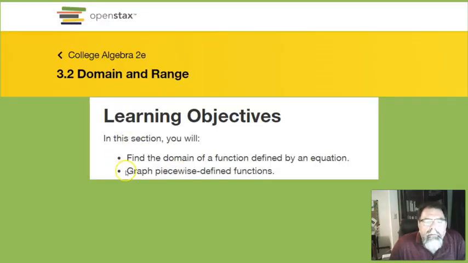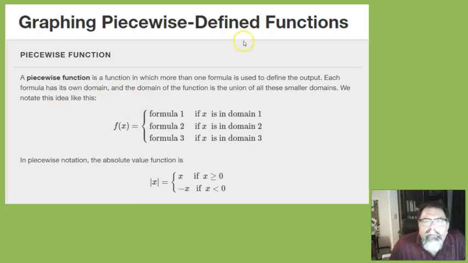Okay, and now we're going to do our last learning objective, graph piecewise defined functions. A piecewise function is a function in which more than one formula is used to define the output values. Each formula has its own domain, and the domain of the function is the union of all these smaller domains. We notate this idea like this.